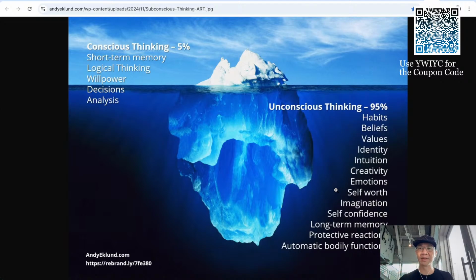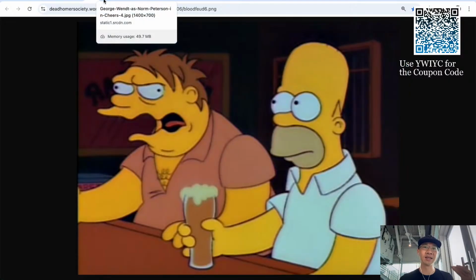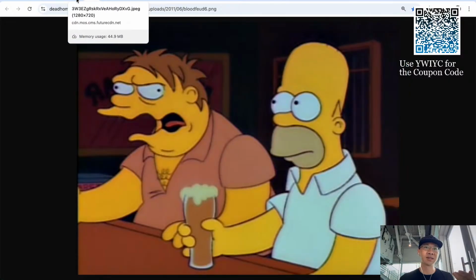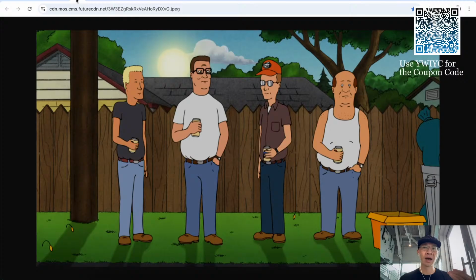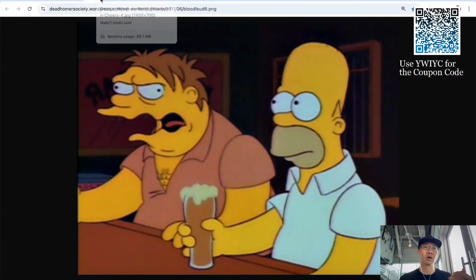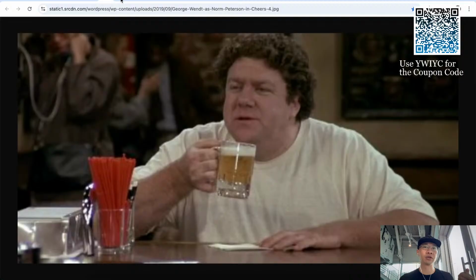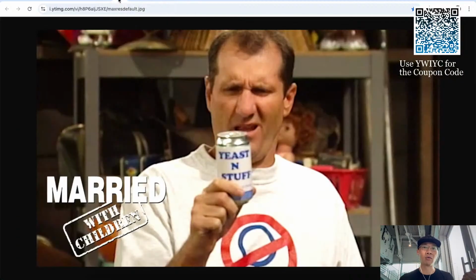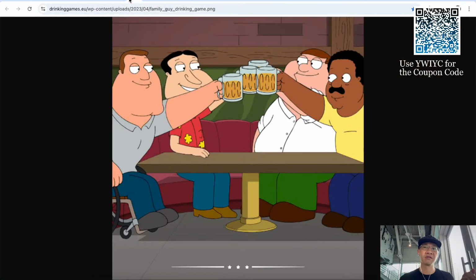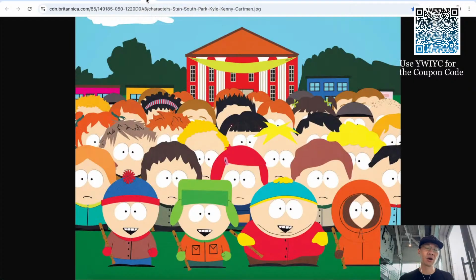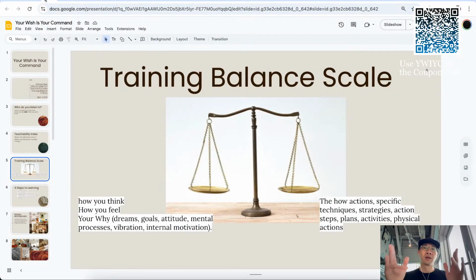Your true habits and beliefs, your values and identity, your imagination and self-confidence is tied to these characters that you see day in and day out. You can see the similarity, okay? We got King of the Hill, we have Homer Simpson, this guy on Cheers, I forgot his name. Al Bundy, Married with Children, Family Guy, and Cartman. Okay? Training balance, getting how you think and how you feel, your why, your true dreams and goals.